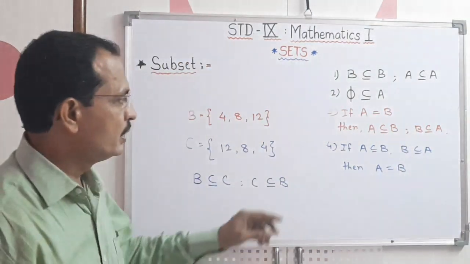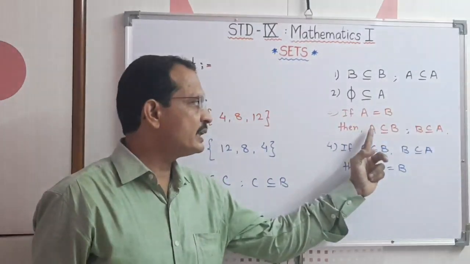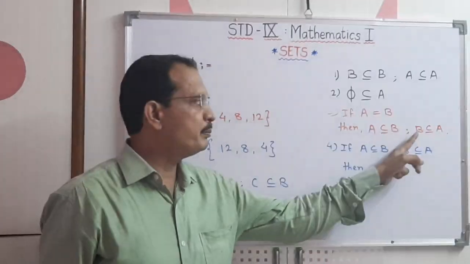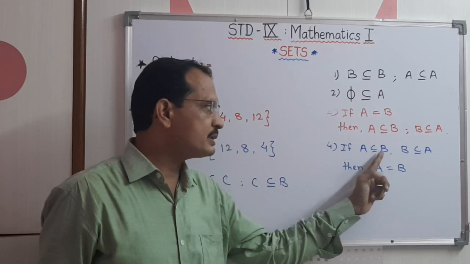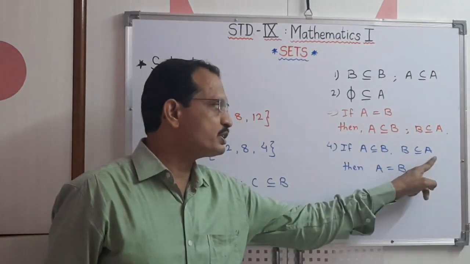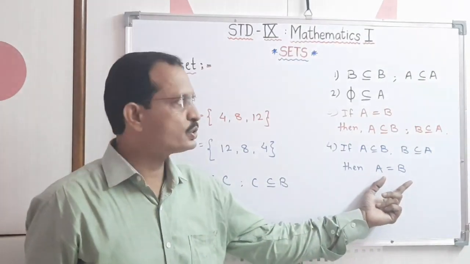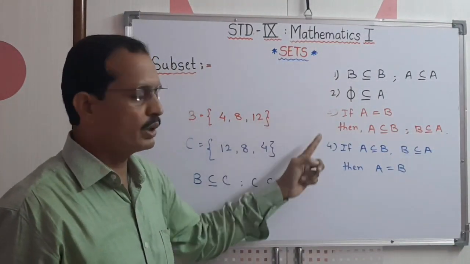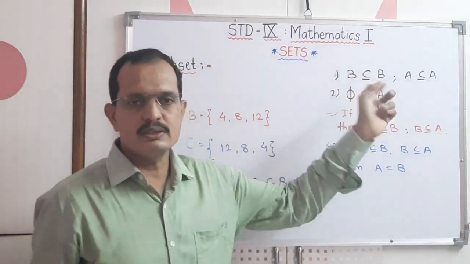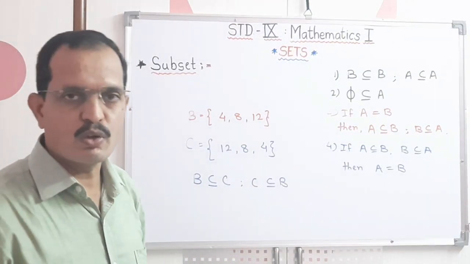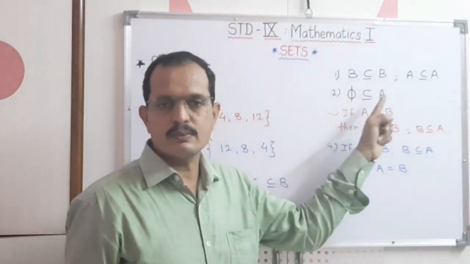Now see here, as we say that if A and B are equal sets, then A is a subset of B and B is a subset of A. Same way, if A is a subset of B and B is a subset of A, then these two sets are equal sets. Therefore, dear students, we learn four properties. Every set is a subset of itself. That means B is a subset of B, A is a subset of A. Second property is empty set is a subset of A.